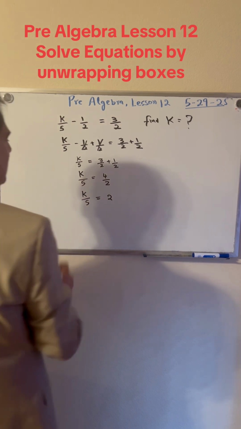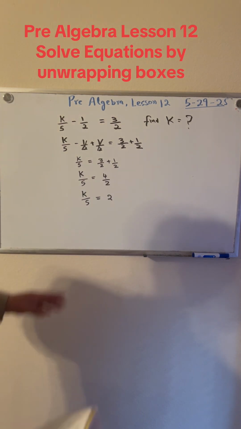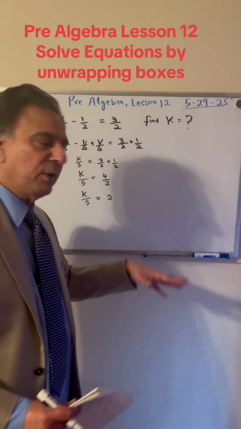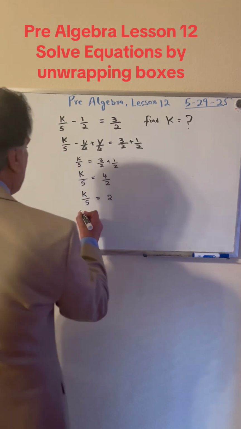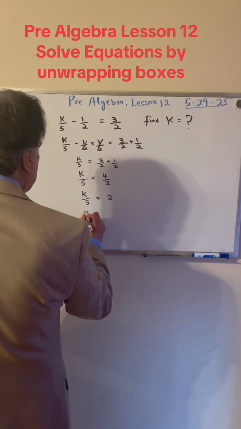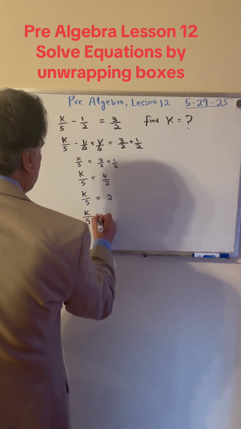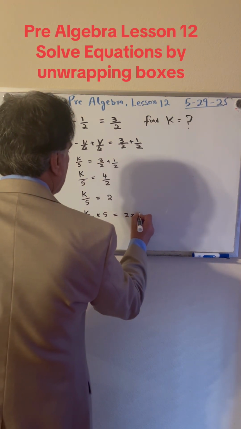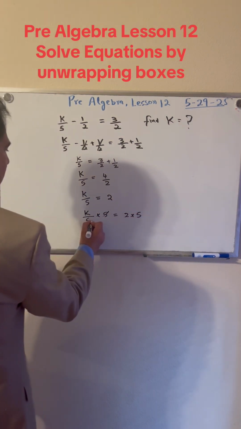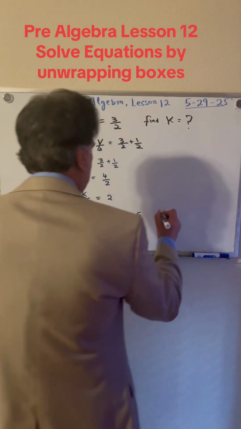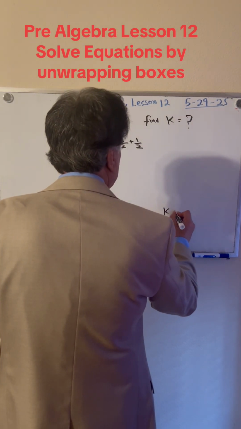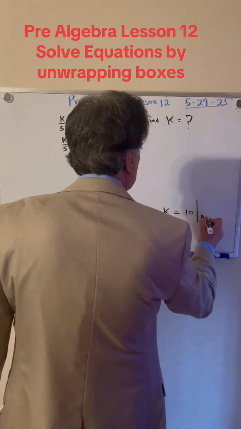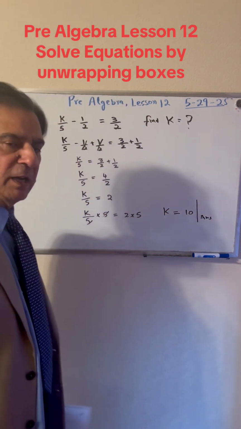Now, by this time, you should already know how to isolate k completely, because this is the last box which I'm going to unwrap. Multiply both sides by 5. If I do that, k over 5 multiplied by 5 is equal to 2 multiplied by 5. This 5 and 5 cancel. And the answer I get is k is equal to 10. That is my final answer. As you can see, 2 multiplied by 5 is 10.